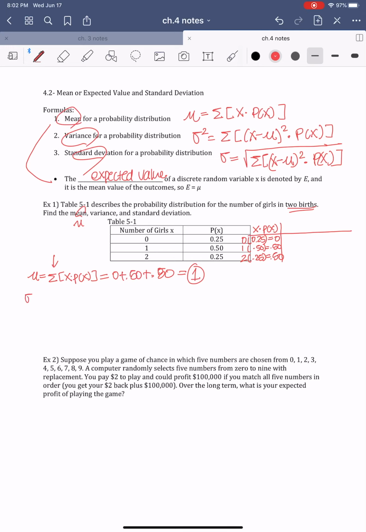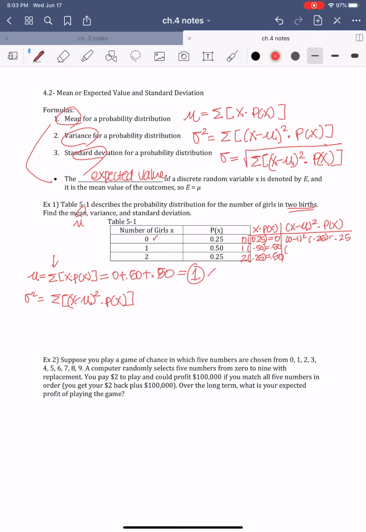Variance, sigma square. That will be the sum of x minus mu, whole thing squared, times p of x. So I'm going to be adding another column, calculating these individual pieces, and then summing that up. Okay. All right, so x minus mu. Mu was, remember, we got 1. So I have an x, okay, so this is a 0. So 0 minus 1, whole thing squared, and its probability for the 0 will be 0.25. Using the calculator, I got 0.25.